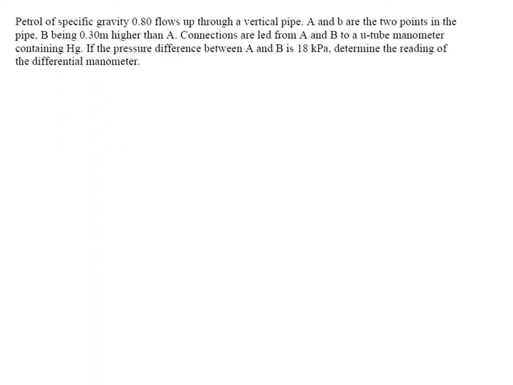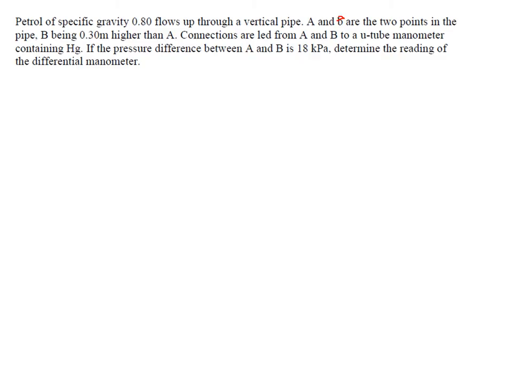So the next problem is that petrol is flowing in a vertical pipe. Petrol specific gravity is 0.8. A and B are the points in the vertical pipe itself. A and B are the two pressure points. But we know that point B is 0.3 meters higher than point A.